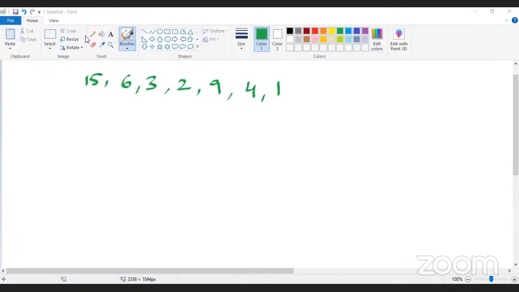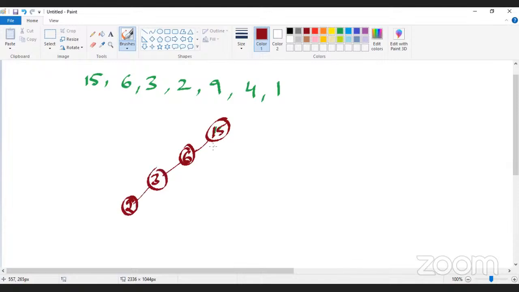Let me know this one. Yeah, 15 will be the root. Left of 15 is 6. Next, left of 6 is 3. Again, left of 3 is 2.